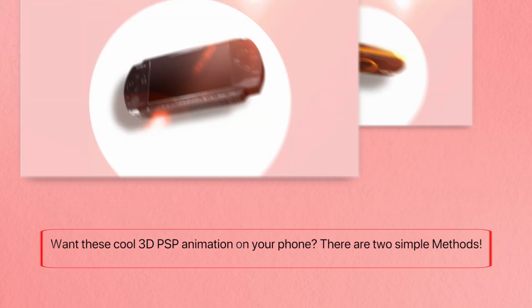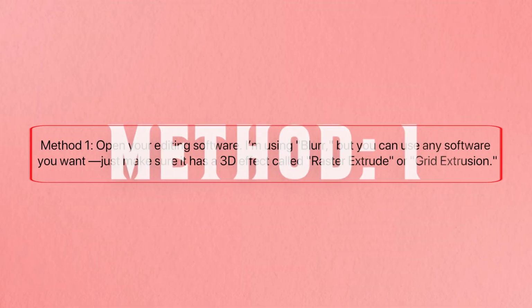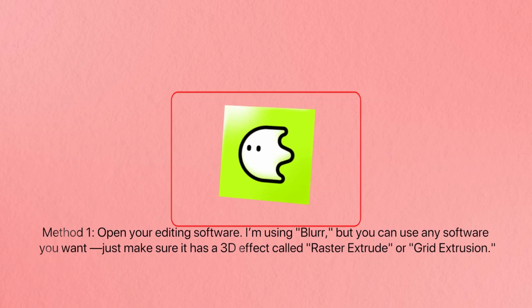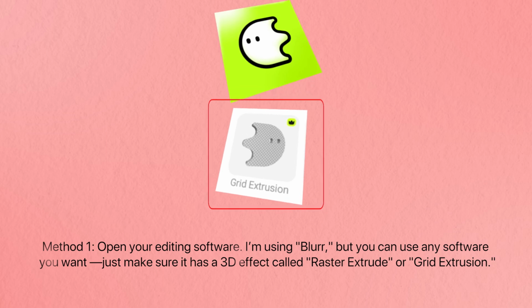Want these cool 3D PSP animations on your phone? There are two simple methods. Method 1. Open your editing software. I'm using Blurr, but you can use any software you want. Just make sure it has a 3D effect called raster extrude or grid extrusion.